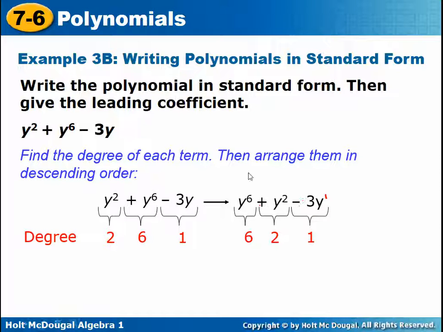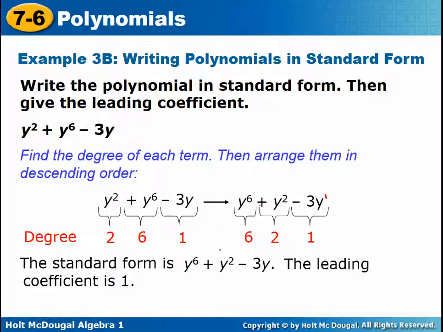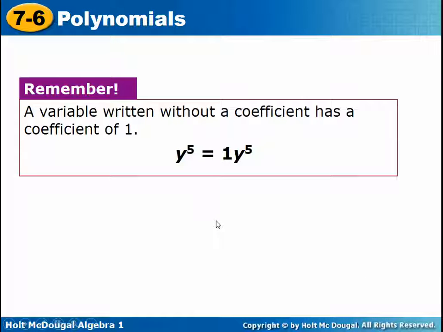Now that you have it written in standard form, the number in front of the first term variable is the leading coefficient. If there's no number in front of it, like in this example, then it's 1. The leading coefficient is 1. So here again is a reminder that if you have a variable with no coefficient, it really has a coefficient of 1. You just don't have to write it. Either of these would be correct. Both of these have a coefficient of 1.